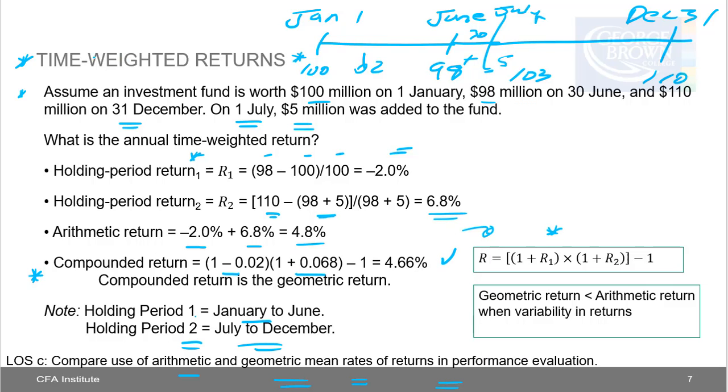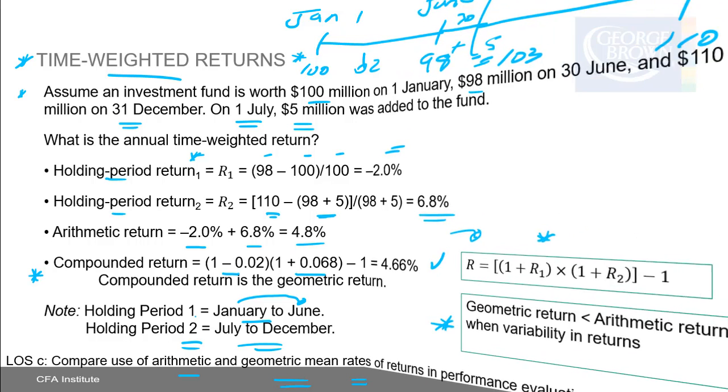Okay, so the time-weighted return is a geometric mean rate of return, and we calculate that by breaking the returns up into different segments. The segment is determined by the timing of the cash flows. So holding period 1, 1st of January to June 30th. Holding period 2, 1st of July to December 31st. Calculate the holding period return for each period, ending minus beginning divided by beginning. Don't forget the cash flows, ending minus beginning divided by beginning. And then we calculate the geometric return, 1 plus return 1 times 1 plus return 2 minus 1.